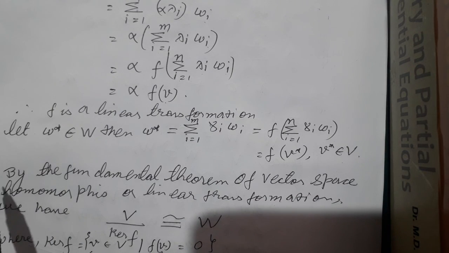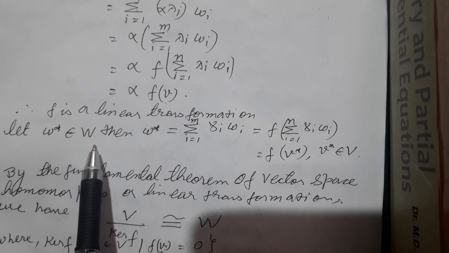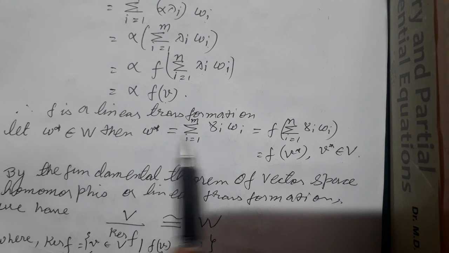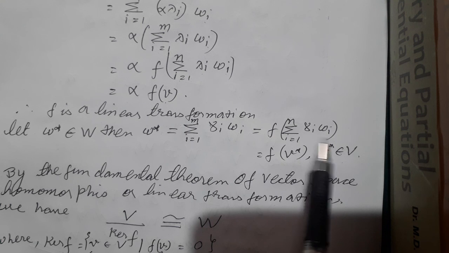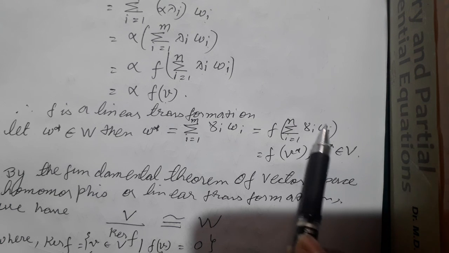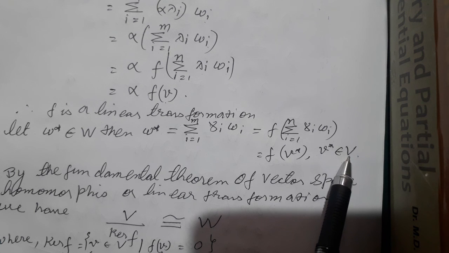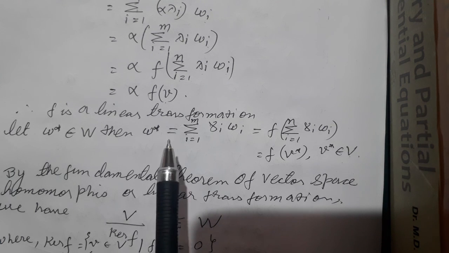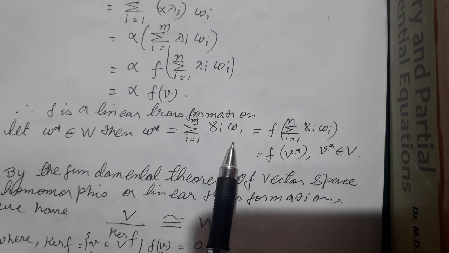Now we'll try to show that it is onto. So I take one element in W. Then any element in W can be written as this. So by using the reverse of the definition of f, I'll have this. So this is an element in V. So we have f of v star, where v star belongs to V. So that shows that f is onto. So we have shown here already f is onto.